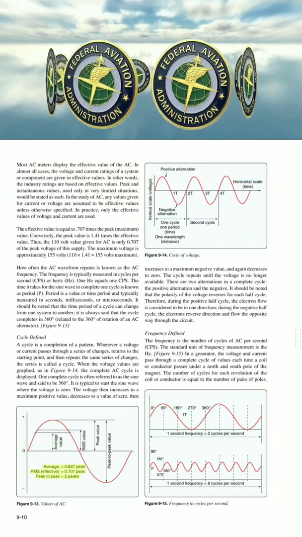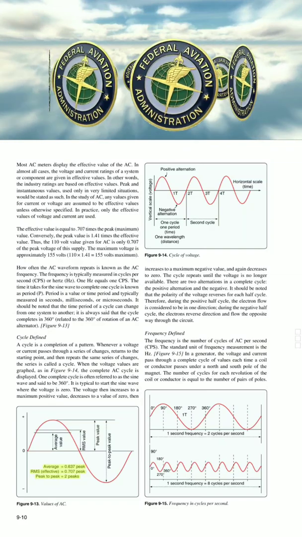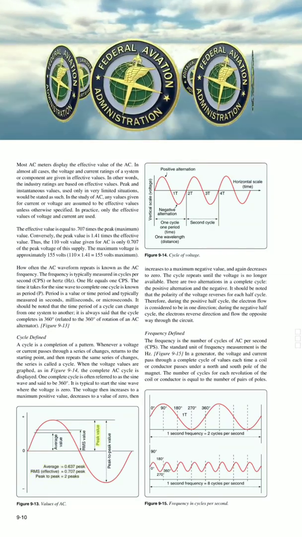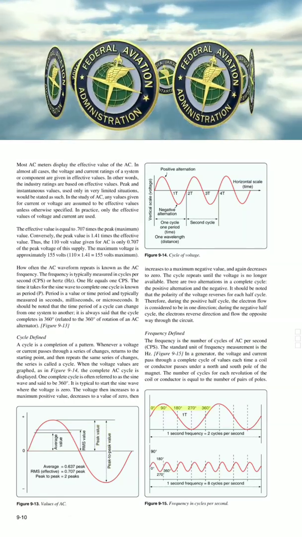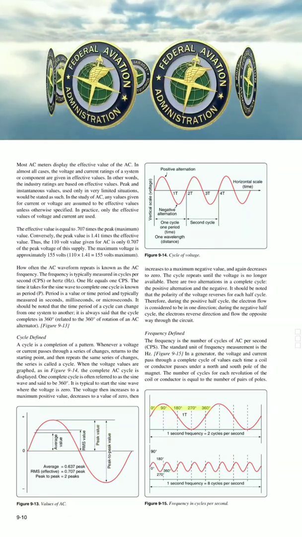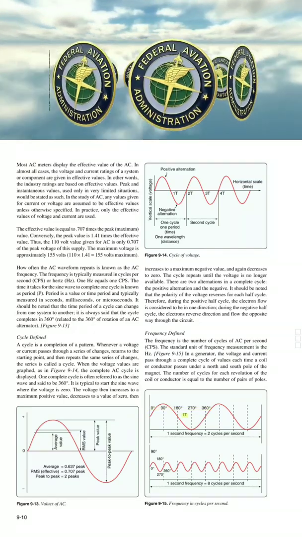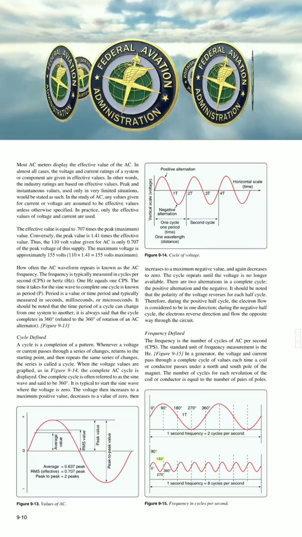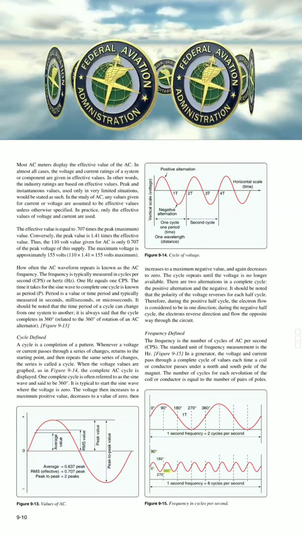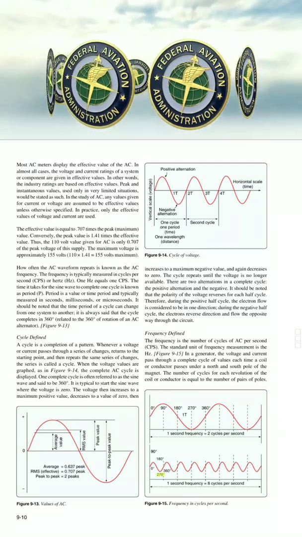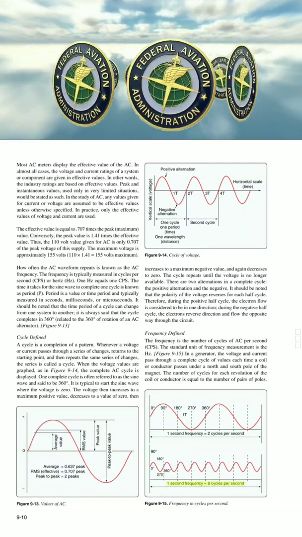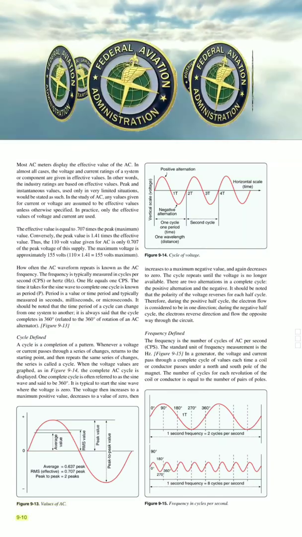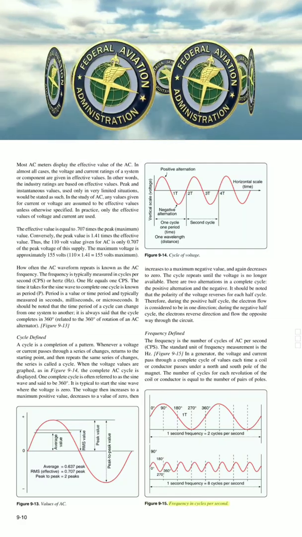Average value. RMS value. Average equals 0.637 peak. RMS, or effective, equals 0.707 peak. Peak to peak equals 2 peaks. Peak value. Peak to peak value. 0 degrees, 90 degrees, 180 degrees, 270 degrees, 360 degrees. 1 second, frequency equals 2 cycles per second. 1 second, frequency equals 8 cycles per second. Figure 9-13. Values of AC. Figure 9-15. Frequency in cycles per second.